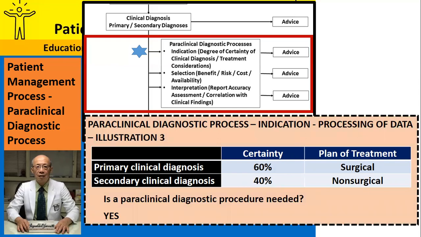Another illustration, 60% for the primary clinical diagnosis, 40% for the secondary. The treatment plan is surgical for the primary and non-surgical for the secondary. Is a paraclinical diagnostic procedure needed? Yes, because the degree of certainty is uncertain for the primary, and then the treatment plans are different.